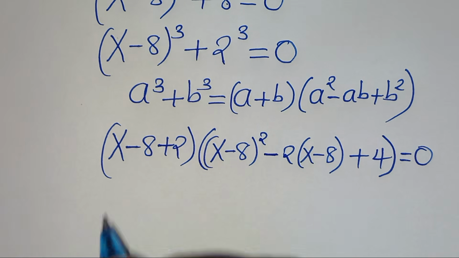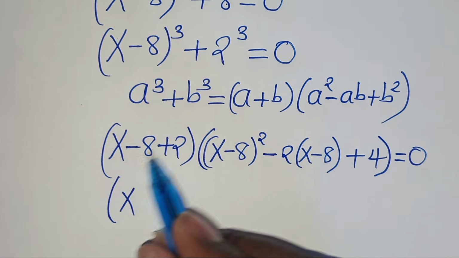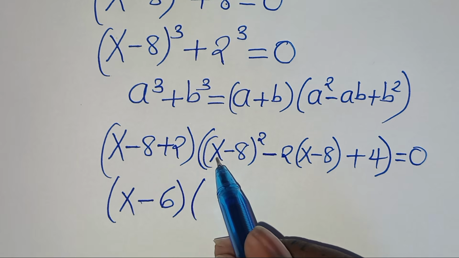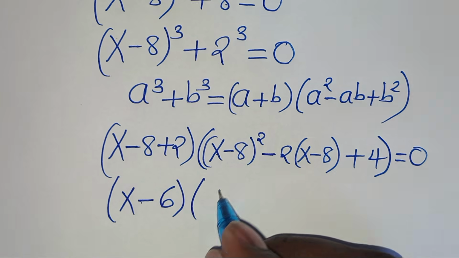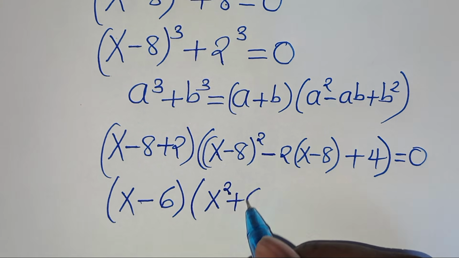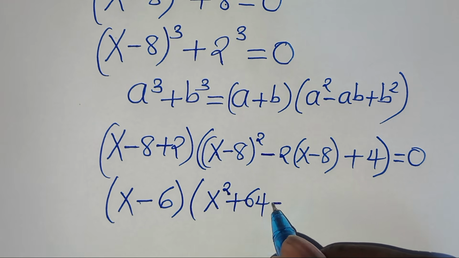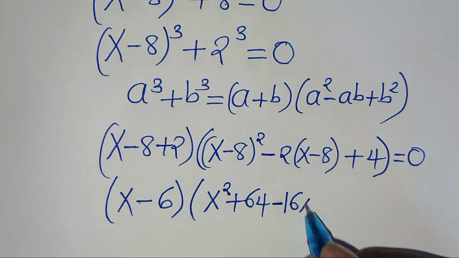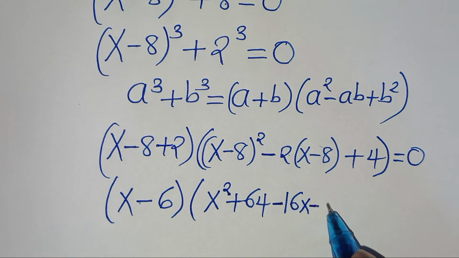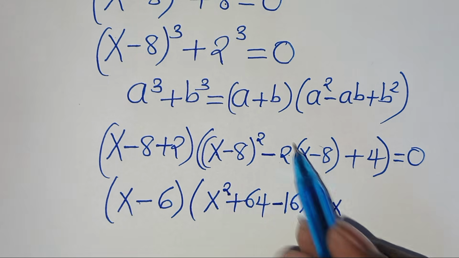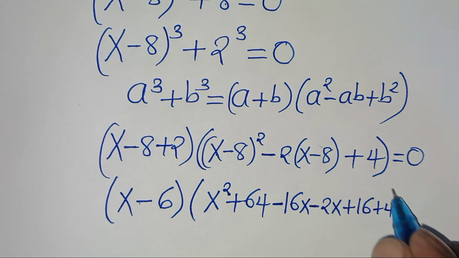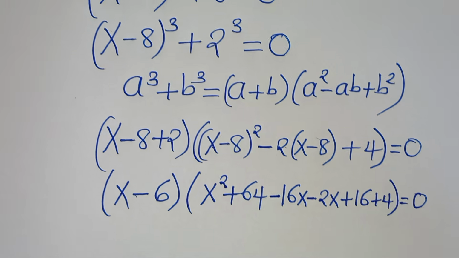So this means that we have x - 8 + 2, this is x - 6. Then here, let's expand (x - 8)^2. This becomes x^2 plus (-8)^2, this is plus 64, minus 16x. Let's open the parentheses here. Negative 2 times x is minus 2x. Negative 2 times negative 8 is plus 16. Then plus 4, equal to 0.